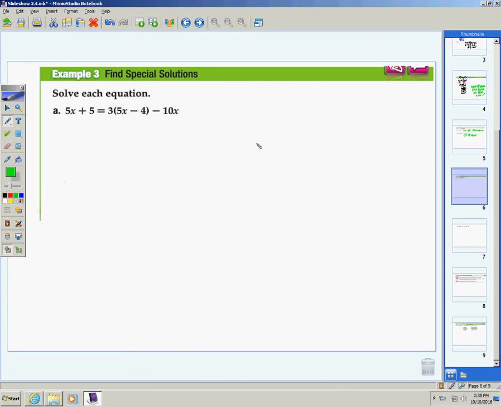So we're going to look at two equations, and obviously you're probably already guessing we're going to get some special situations. So the first thing I need to do on this right side is distribute before I try to get my variables on the same side. So I'm going to do 5x plus 5, just rewrite that on the left side, and I'm going to distribute on the right side. 3 times 5x is 15x, 3 times negative 4 is negative 12, and we don't distribute to this negative 10x because it's not inside the parentheses.